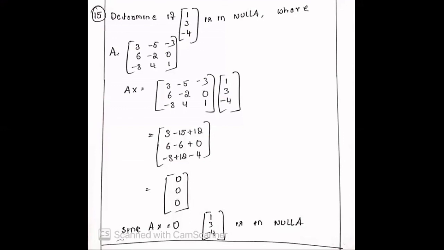So what we did is we wanted to calculate whether this exists in the null space. We just multiplied with the matrix. The expected answer was 0, and that is there. So 1, 3 and minus 4 exist in the null A.